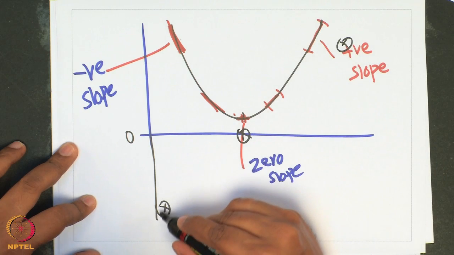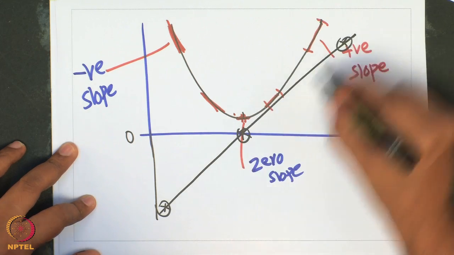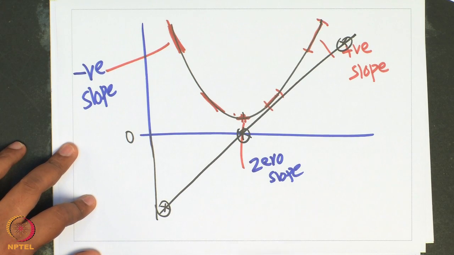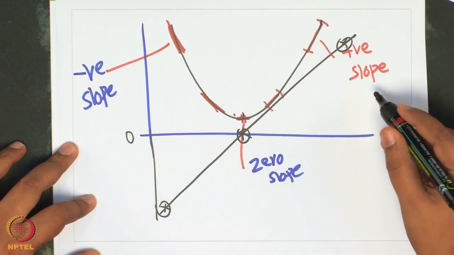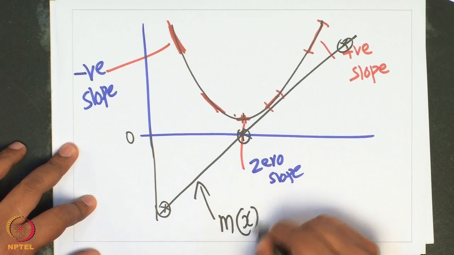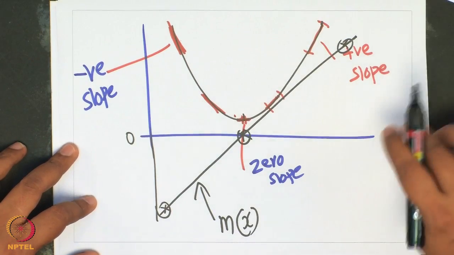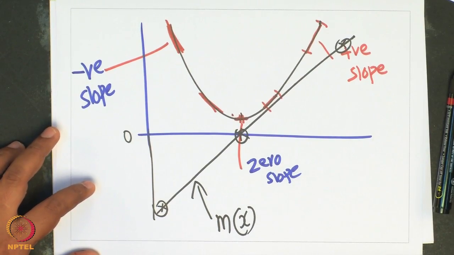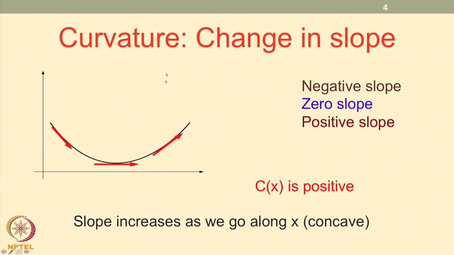So, if I plot the slope, it would look something like this. Depending on the precise nature of the curve, the slope could differ, but this is my m of x curve, the slope curve. The slope itself increases with x. That is the idea here, that the curvature, which is nothing but the measure of change in slope, is a measure of how the slope changes. The slope is changing from negative to positive. Therefore, the c of x is positive. Slope increases as we go along the x curve.